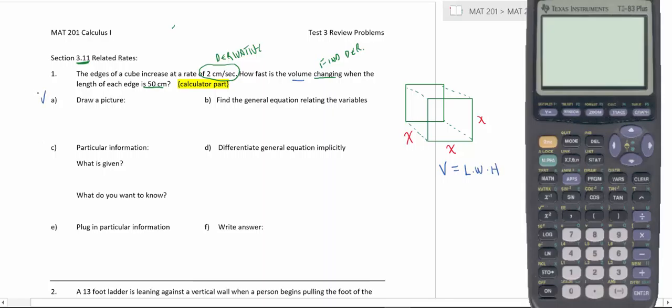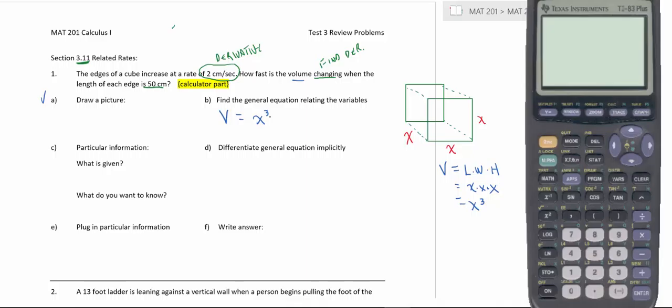So we need to find a general equation that relates the variables. Now we're talking about volume, so we'd have V for volume, and if all the sides are x, length times width times height is just going to give x to the third. So V = x^3 would be the equation that relates the volume to the length of the edges.